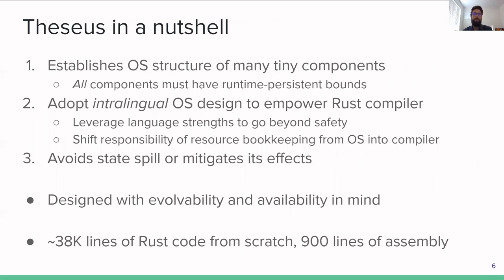following contributions. First, Theseus establishes an OS structure of many tiny components, which must all have clear bounds that persist into and throughout runtime. Second, it follows intralingual OS design, intralingual meaning within the language, in which we leverage the strengths of the Rust language to empower its compiler to take over common OS duties, such as resource bookkeeping and preventing unsafe or incorrect resource usage. Third, Theseus strives to avoid or mitigate the effects of state spill. Theseus has been designed and implemented with evolvability and availability in mind, and it currently consists of just under 40,000 lines of Rust code, split across over 200 crates.